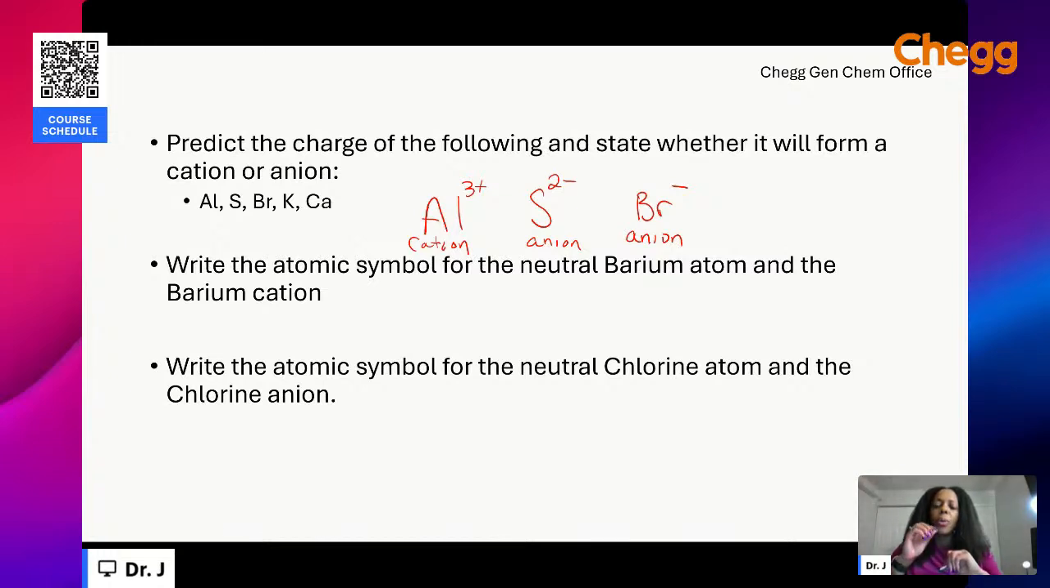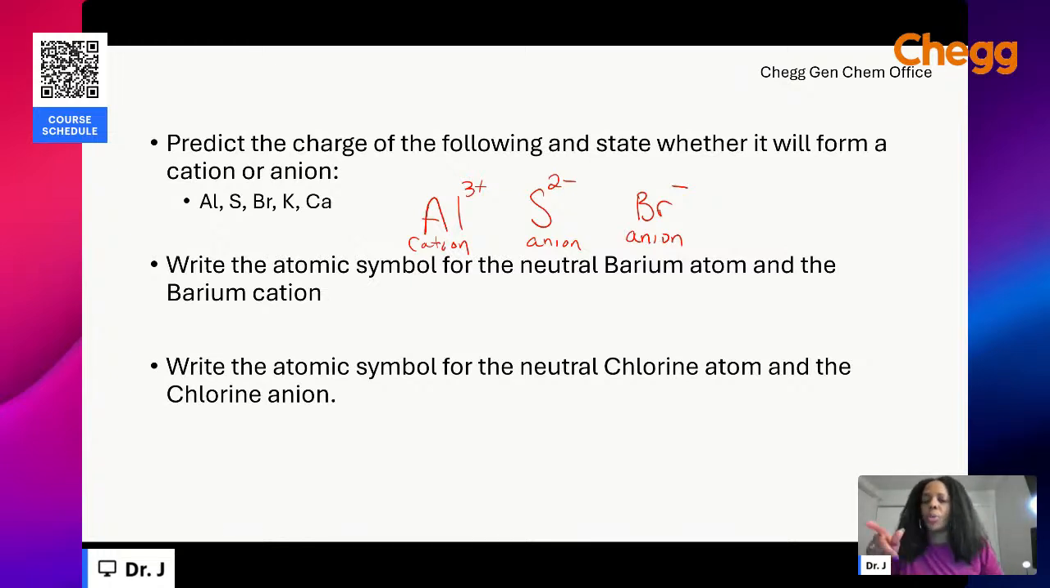And similarly, when we're writing atomic symbols, we can show that ion charge in our atomic symbol. Okay, so let's try this out with our barium example. We want to write the atomic symbol for neutral barium and the barium cation. Remember, your atomic symbol has 3 parts. It has the element symbol, it has the mass number, and it has the atomic number.